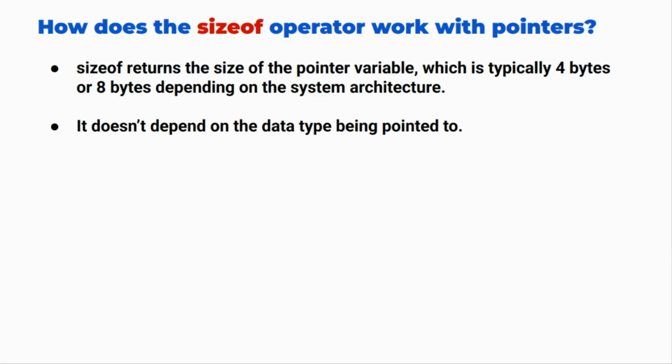How does the sizeof operator work with pointers? Sizeof returns the size of the pointer variable, which is typically 4 bytes or 8 bytes depending on the system architecture. An important point to note is that it doesn't depend on the data type being pointed to.